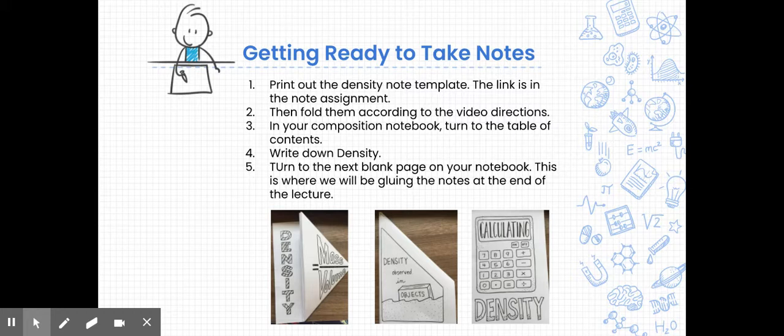In your table of contents, once you've done all the folding and printing, you're going to turn to the table of contents, write down the word density, and then turn to the next blank page of your notebook. This is where we're going to be gluing the notes at the end of the lecture. If you do not have a printer, just take a blank piece of paper, and you're going to just have to draw some of the pictures and fold it so that it matches our notes, and then tape it into your notebook.